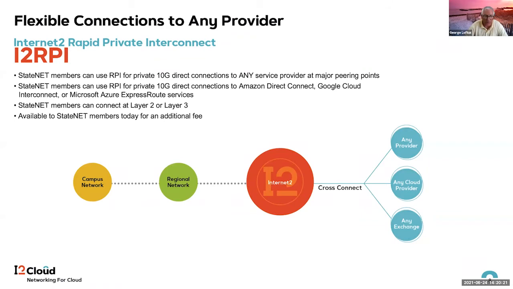And the third service is our rapid private interconnect service. So this service is designed to allow you to reach major co-location facilities, those same facilities we talked about before, and be able to connect to anybody you want to connect to that happens to be co-located at the Equinix facility. Again, we can do this at layer 2 or layer 3.